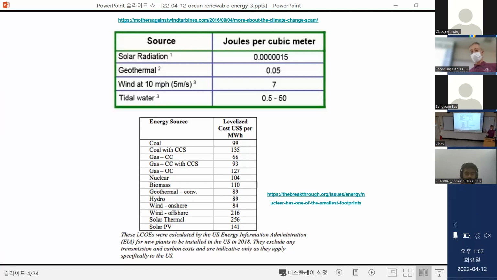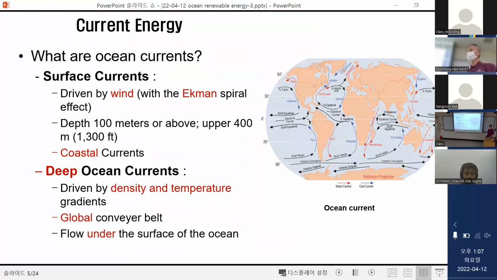So economy of scale matters. Also solar cells are developing very fast, and the technology is lowering the cost every year. We should be careful.